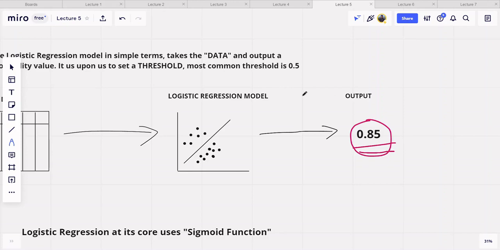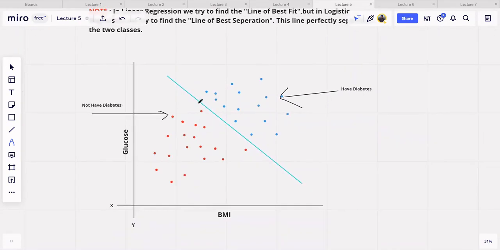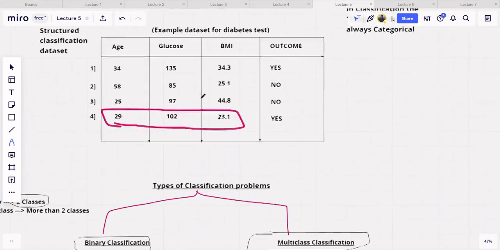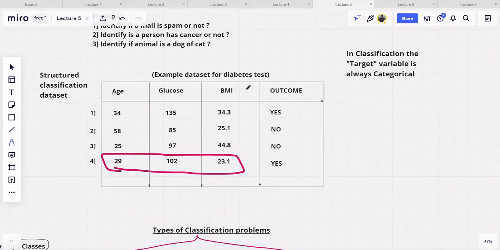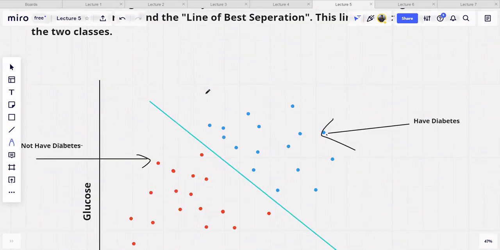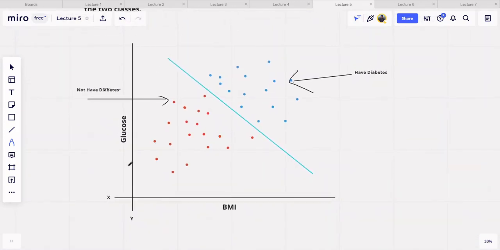So let me repeat this again. What we did was we had this data about diabetes, about the diabetes test, and we trained our logistic regression model. And what that model did was basically it found a line of best separation. It separated our data into two parts.